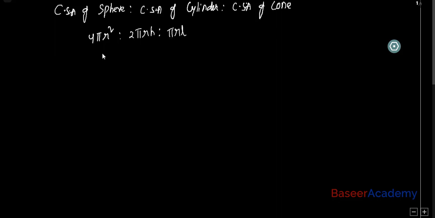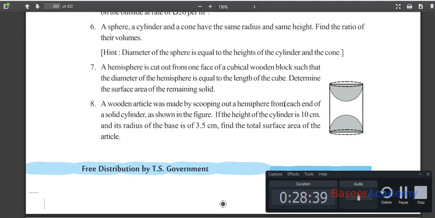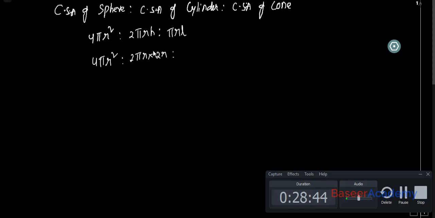Now, I'll write this 4 pi r square as it is. I'll write this 2 pi r as it is. In place of h, I'll write 2r, because in the question it is clearly given that the height of a cylinder is equal to the diameter of a sphere. Diameter of a sphere is 2r, right? So in place of h, I'm going to write 2r. Then pi r l.